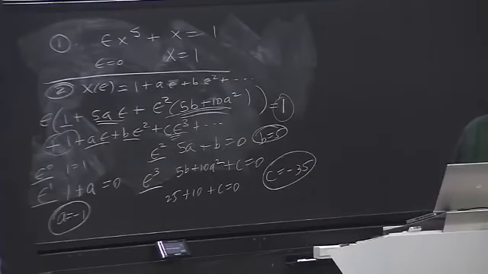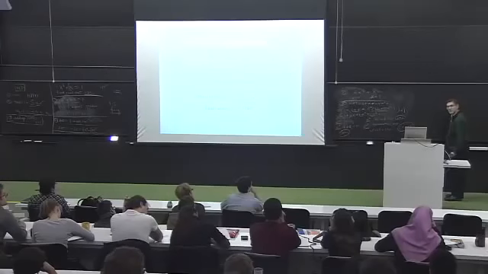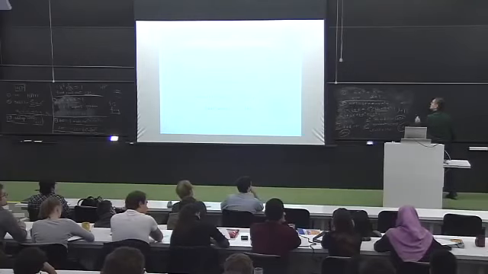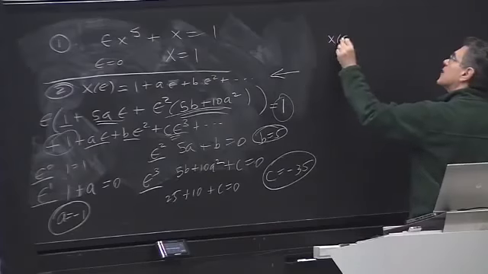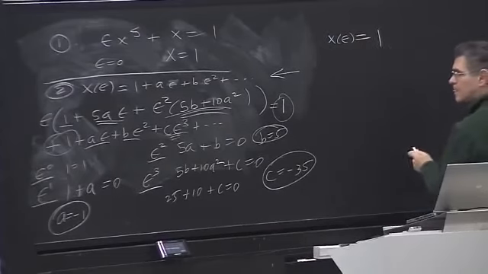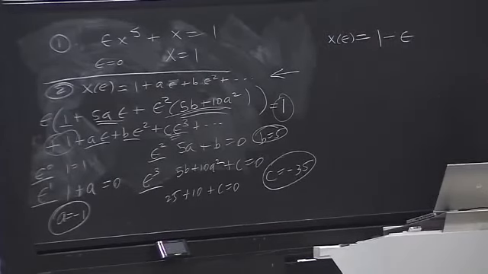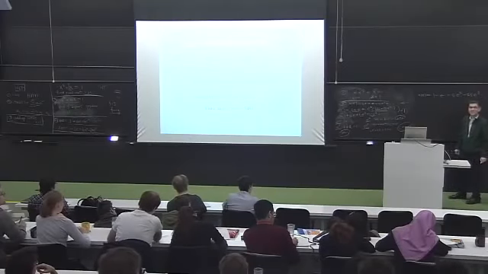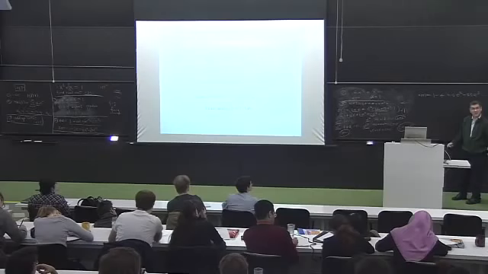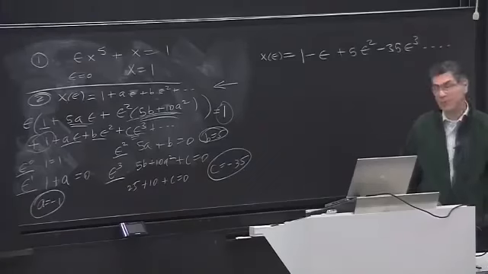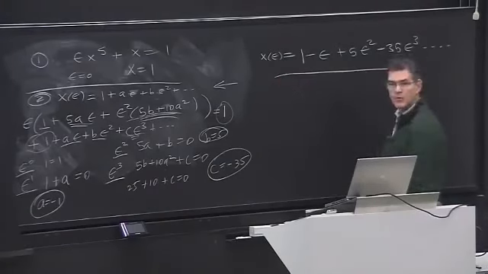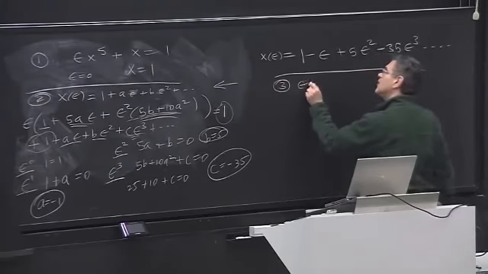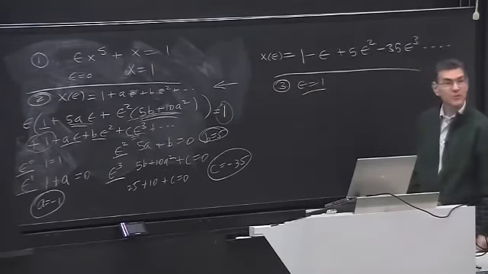Okay? So now the perturbation series looks like this. If you plug into the perturbation series, we know that x of epsilon is 1 minus epsilon plus 5 epsilon squared minus 35 epsilon cubed, and so on. Okay. Now we get to the last step, the 3rd step of the problem. So we're done with step 2. Step 3 is we set epsilon equals 1 and we sum the series.